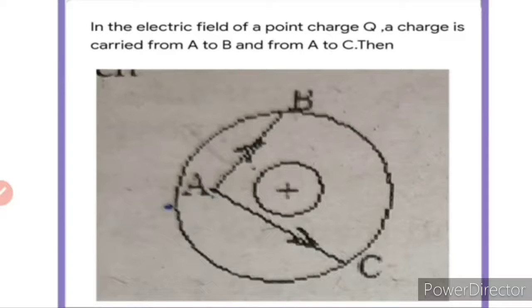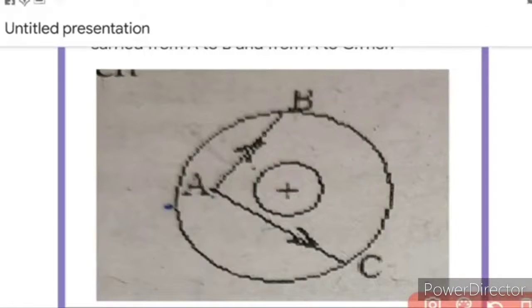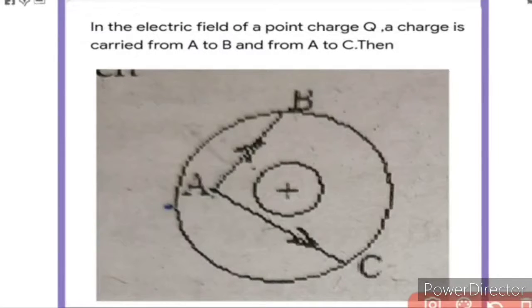So 250 volt is the answer. In this question, it's given that in the electric field of a point charge Q, a charge is carried from A to B and then from A to C. Then regarding this, some statements are there with respect to the work done. In which path is work done more, or whether the work done is 0 or the work done is same. These are the options. So the thing is this, the charge lies at the center and B and C, the 2 points, lie along the circle, that means along a sphere.